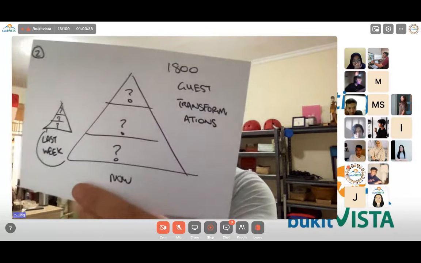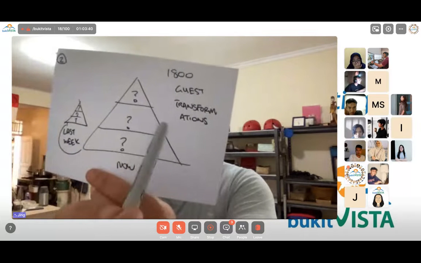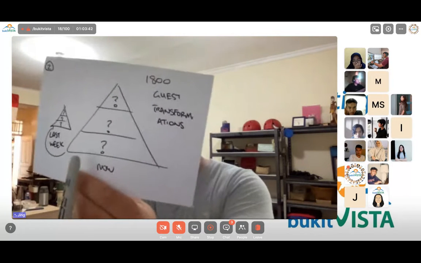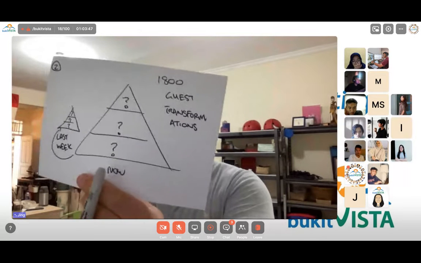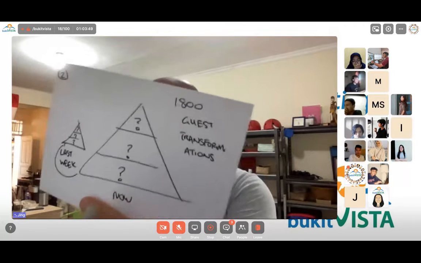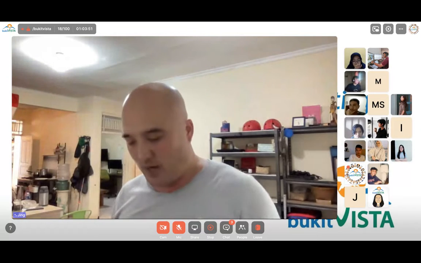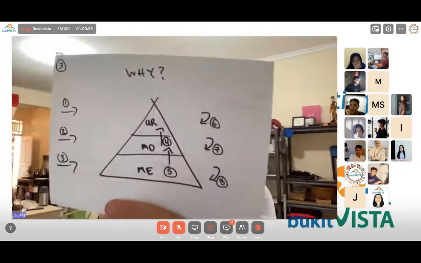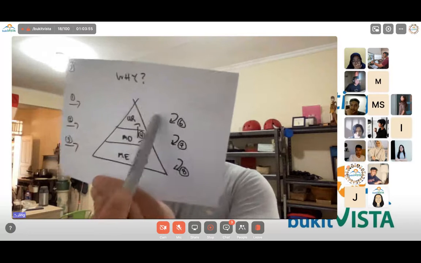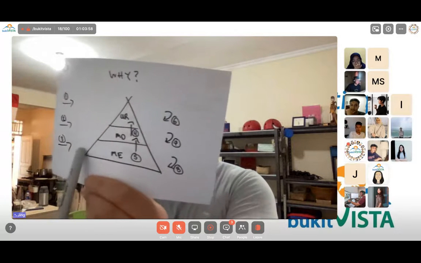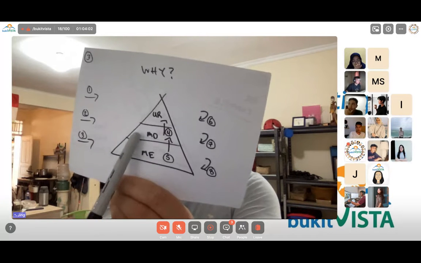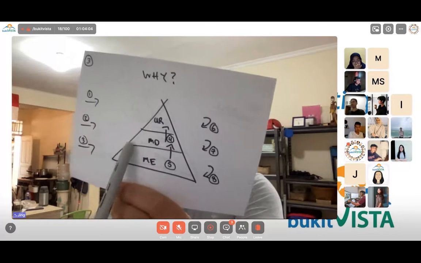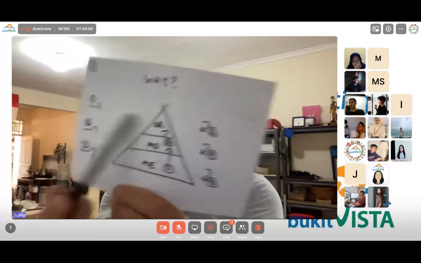This is what I see right now. So we have a vague idea that we need 1,800 guest transformations. We do not know how many transformations we had last week. We do not know how many transformations have currently happened. Fair enough, all right? As a squad, we do not know why. We do not know, is it because we're not doing guest awareness enough? Is it that we're not doing enough services to move people from meeting expectations to meeting desires? We don't know if it's moving people from meeting desires to unrecognized needs.